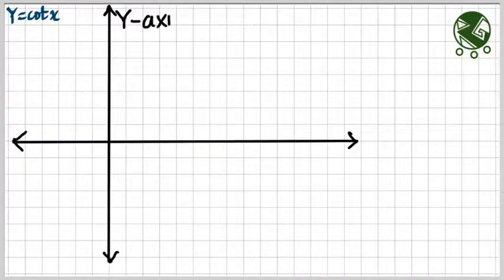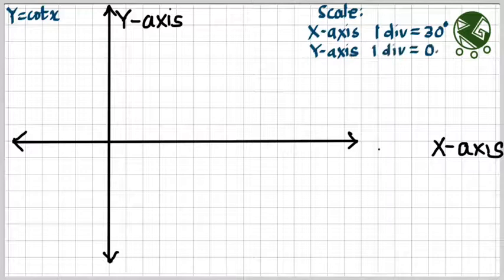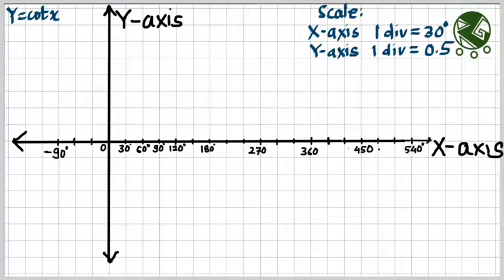If we move further and try to plot the graph of y is equal to cot x, again we will have all those things. So let me plot all this. Now we know that cot 0 is not defined.